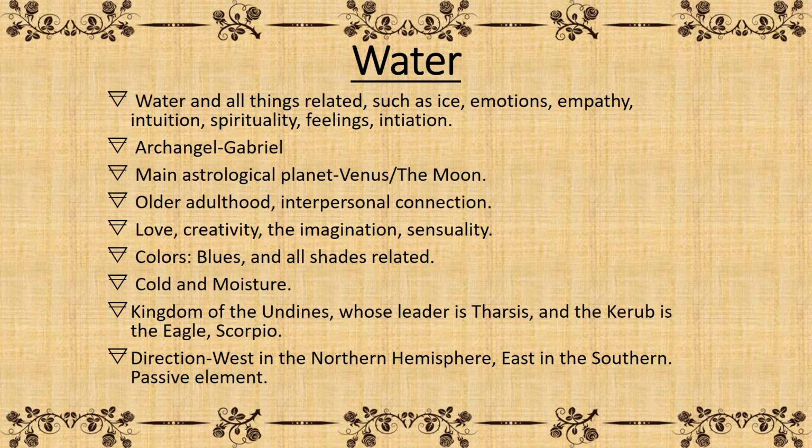Now, elementally speaking, water is the kingdom of the Undines, whose leader is Tharsis, and the cherub of water is the eagle, which corresponds to the astrological sign Scorpio, which is a fixed water sign. The other two water signs in astrology are mutable Pisces and cardinal Cancer. And then finally, the direction that corresponds to water is west in the northern hemisphere and east in the southern. And water is considered a passive element like the element of earth.